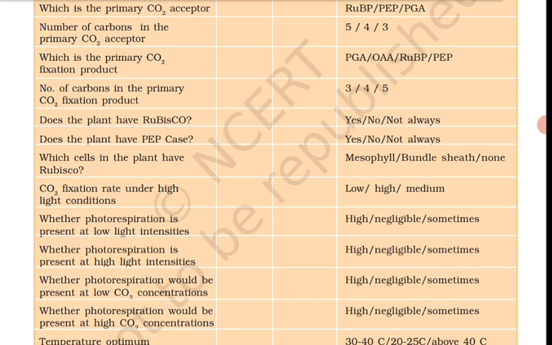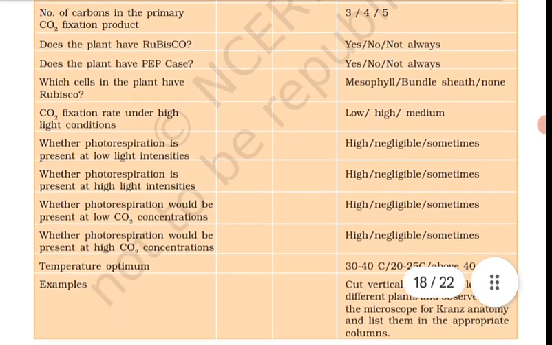Hence, at any point, the rate will be determined by the factor available at suboptimal levels. When several factors affect any biochemical process, Blackman's law of limiting factor of 1905 comes into effect.